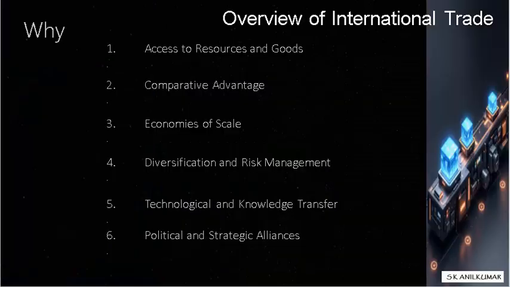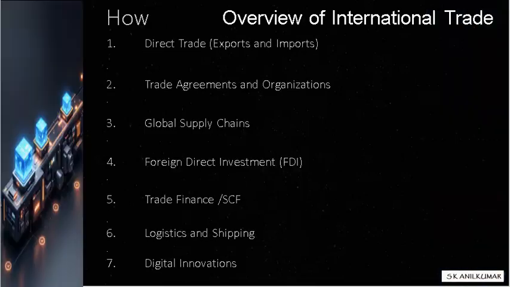Why trade happens is what we will now look at. It is because of the need or the capability to access resources and goods, because you have a comparative advantage to make it at a cost lesser than others. You have the capability to scale up and earn the economies of that. You are looking for diversification and risk management when going to a different product or a different market. You have a technological edge, or you have political and strategic alliances because of which, as a country or as a corporate, you are able to enter a new market.